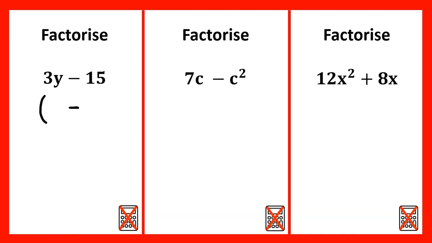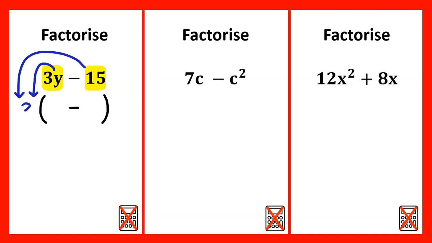So factorising 3y minus 15 will go into a single bracket. We need to look at both of the terms and find the highest common factor. In this case, it would just be a number. 3 and 15 are both in the 3 times table and therefore have a factor of 3.